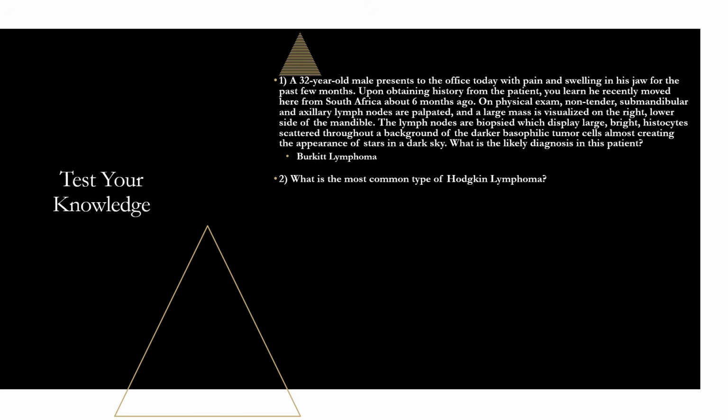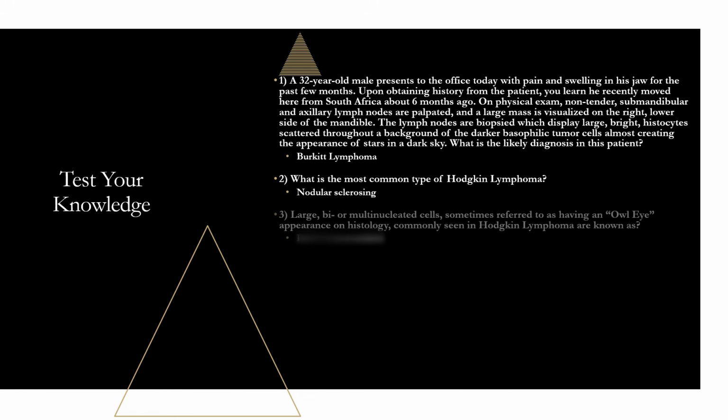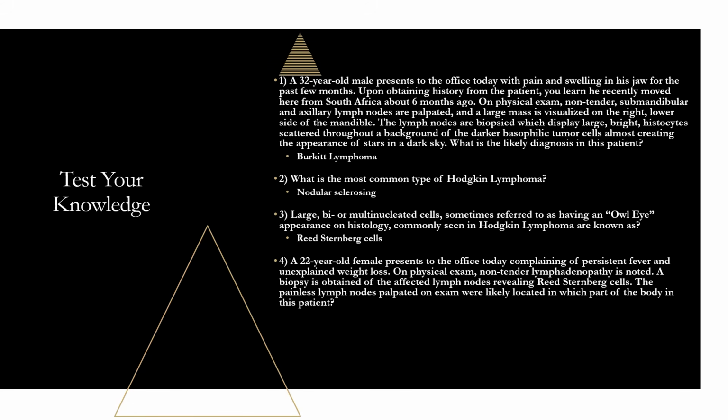All right, question 2. What is the most common type of Hodgkin lymphoma? That is going to be your nodular sclerosing in about close to 70% of cases. Question 3. Large or multinucleated cells, sometimes referred to as having an owl-eye appearance on histology, commonly seen in Hodgkin lymphoma, are known as, and for some reason I put the answer there, and that's Reed-Sternberg cells. Sorry about that. Question 4. Probably knew that one anyways, though, so I don't think I ruined anything there.